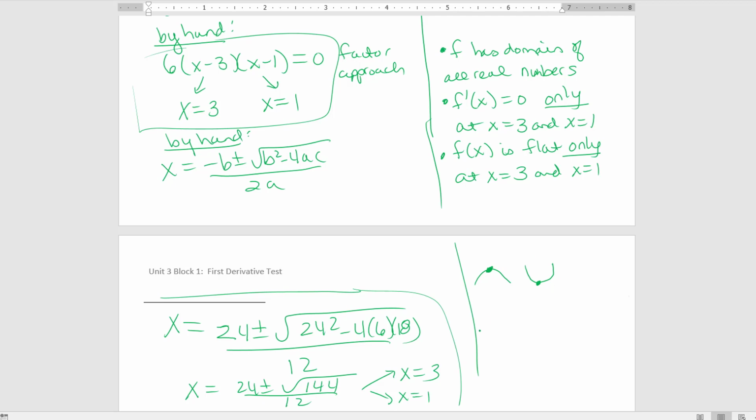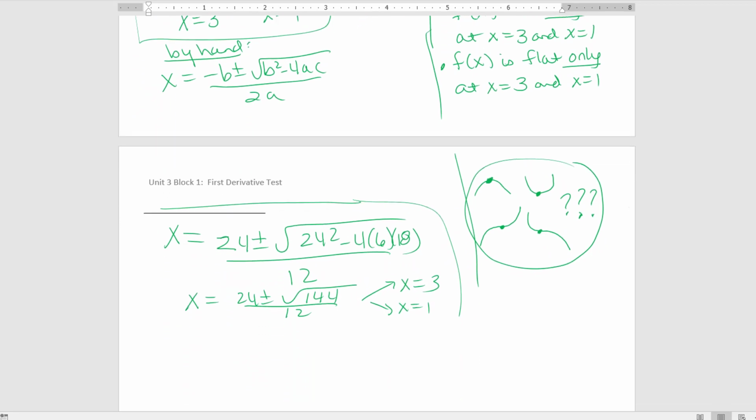But it's also the case that f could look like this. It comes up, flattens, but then keeps on increasing. That's not a max or a min. Or it could come down and flatten and then keep on decreasing. So we know f is flat at x equals 3 and x equals 1, but we still need to understand which one of these shapes it has at each of those critical points. All right, so that's where the testing comes into play.